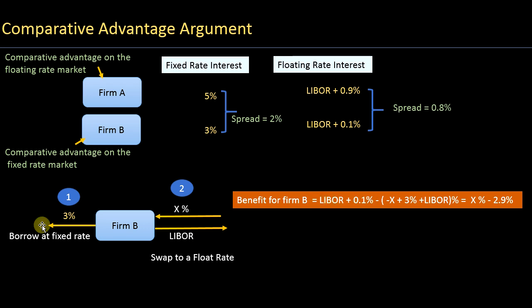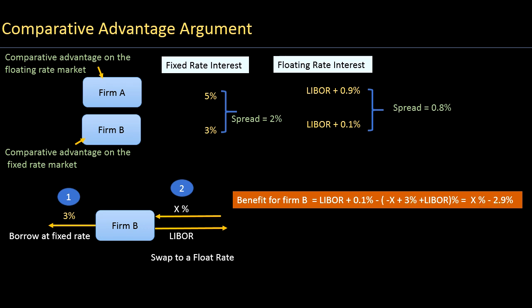Now, by first taking advantage of the comparative advantage, which is 3%, and then swapping it into a floating rate, firm B will achieve this rate here, which is LIBOR plus 3% minus X%. So that will be the rate that's achieved through this transaction here. So the benefit for firm B by doing this is the difference between these two, which is X% minus 2.9%.